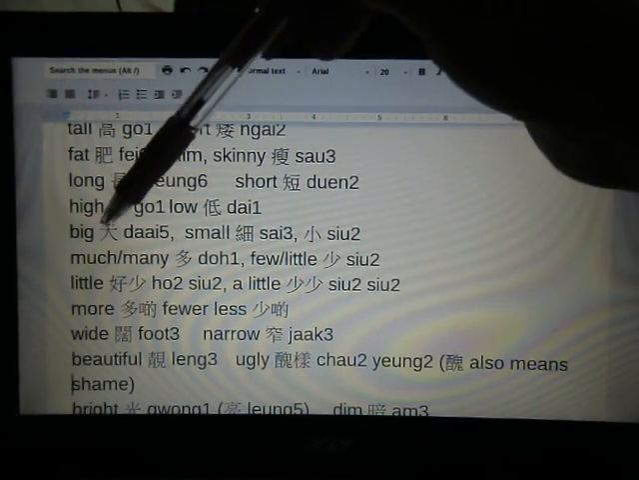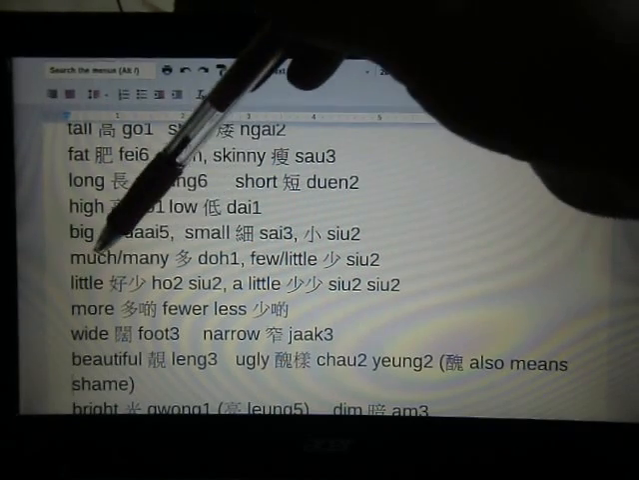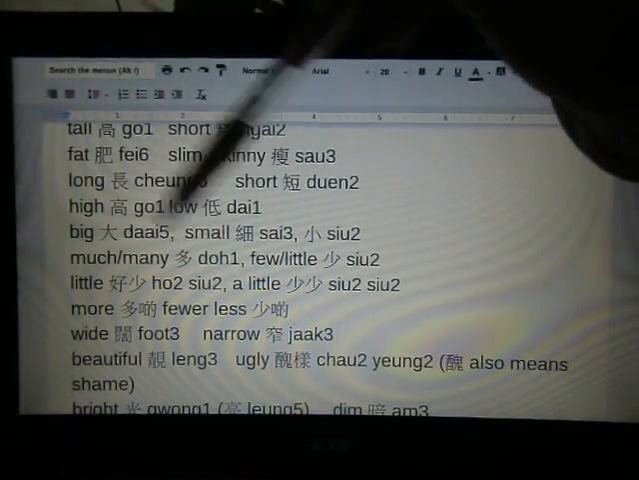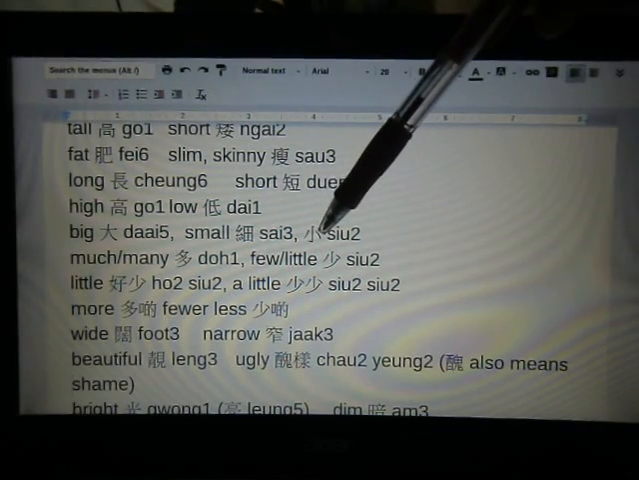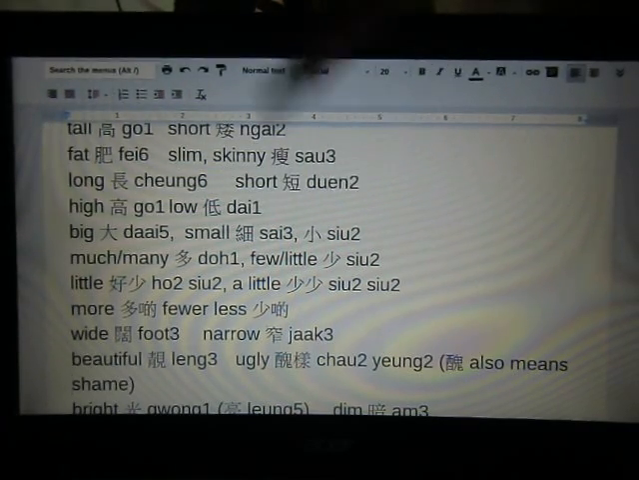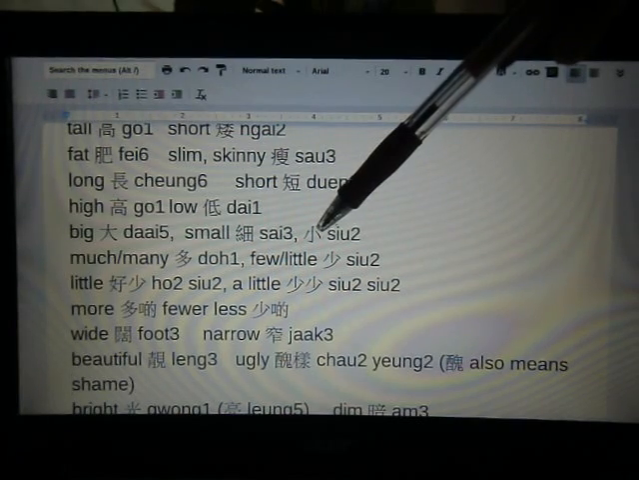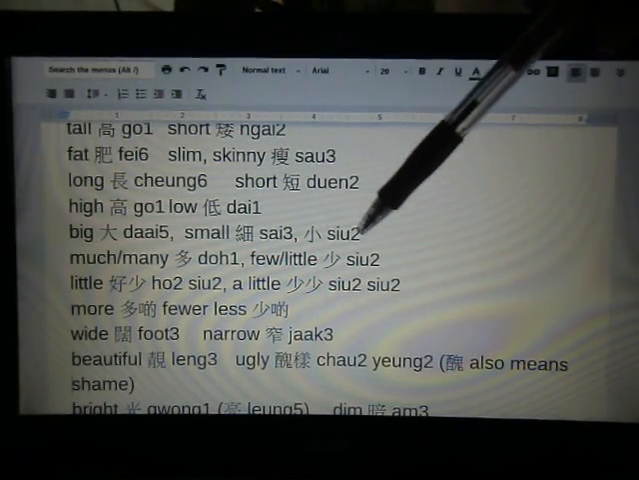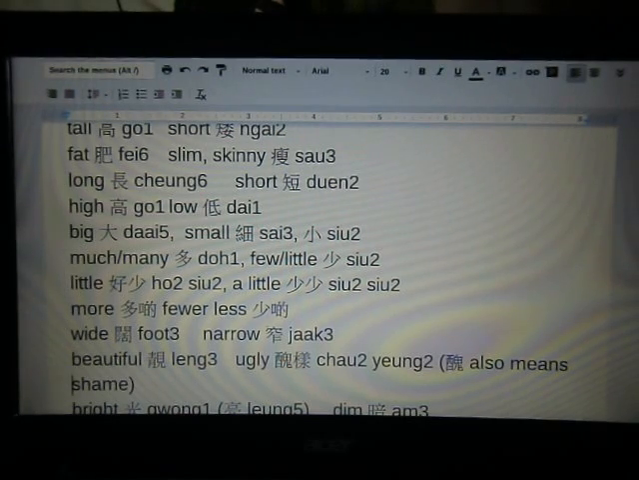Right. So 大, 細, and then for much or many, we use 多, right? 大, 細, 多, 少. And 小 for small, we can actually use this word to create new terms. For example, 朋友 means friend. 小朋友 means a little friend, means kids. Right? 小朋友 is a kid.